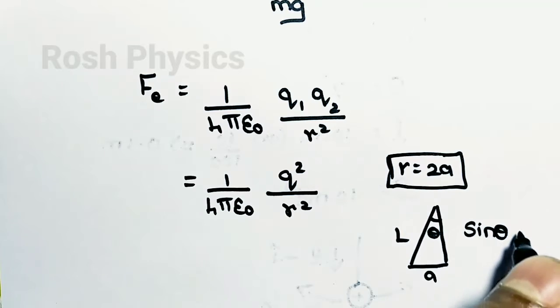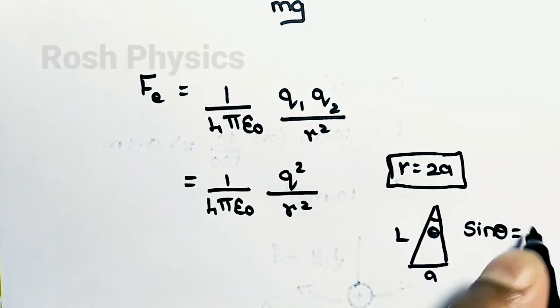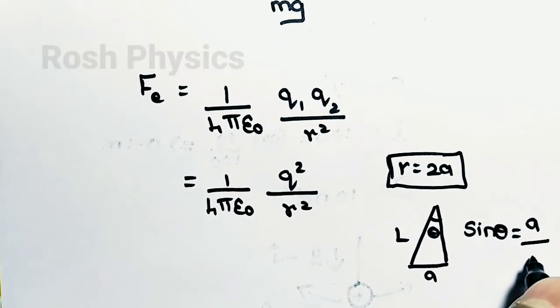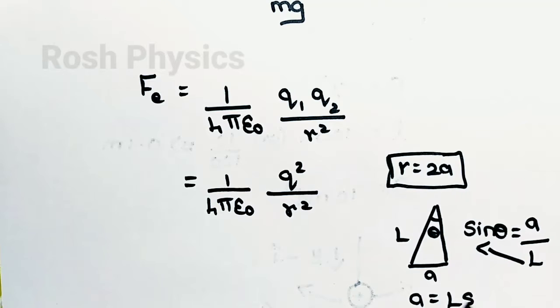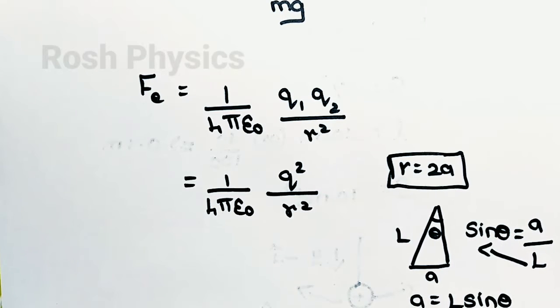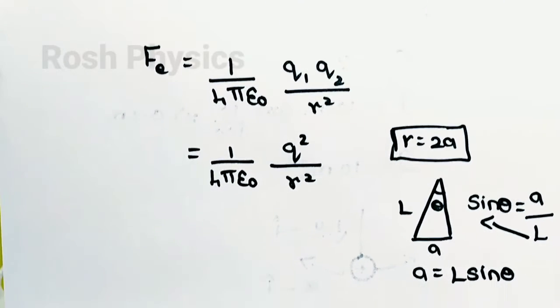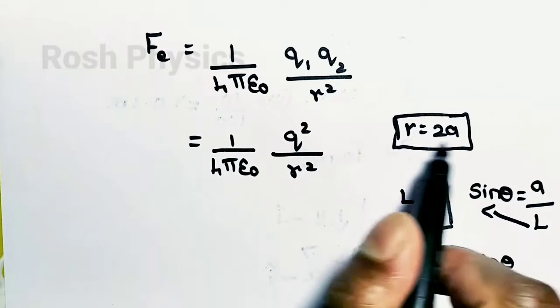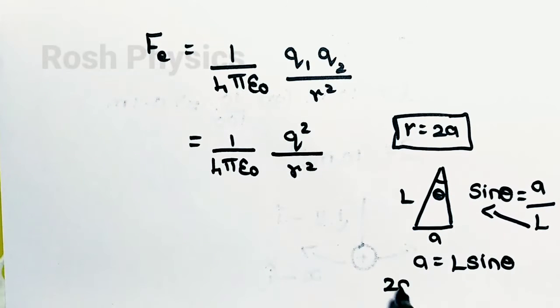If it is sin theta, that means opposite by hypotenuse. So the opposite value is a and the hypotenuse value is L. So sin theta is equal to a by L. The value for a is, on cross multiplying with L, L sin theta. Okay, a should be L sin theta, but I need 2a. So 2a is equal to 2L sin theta.